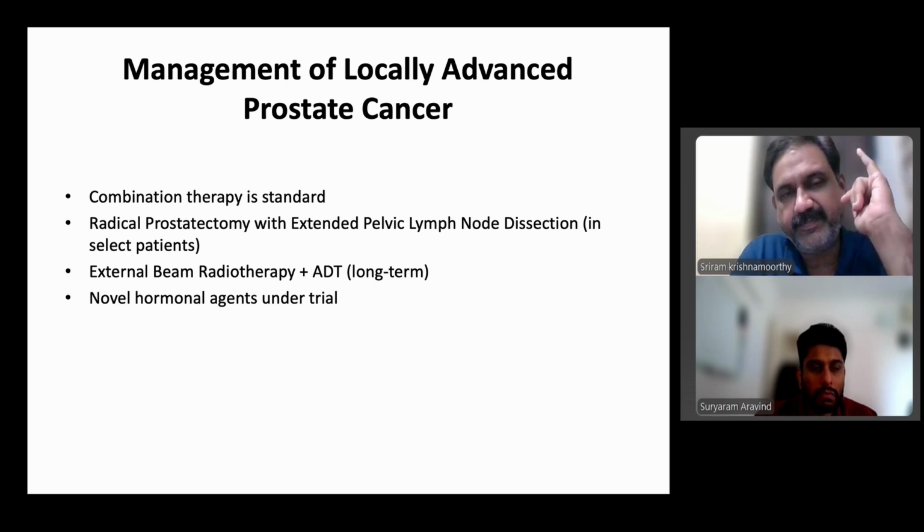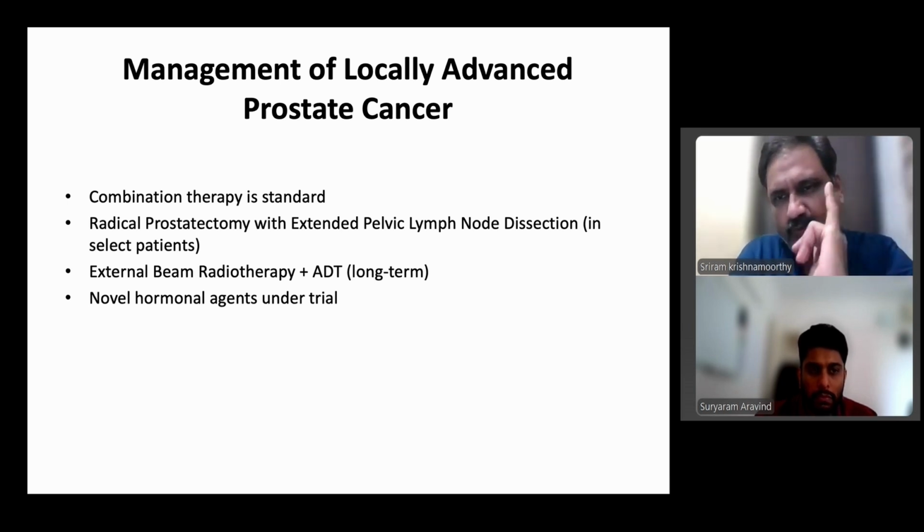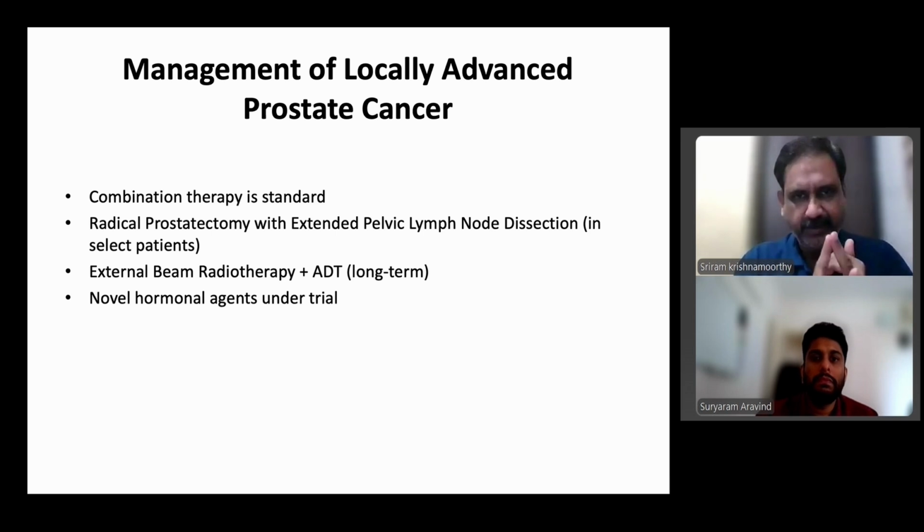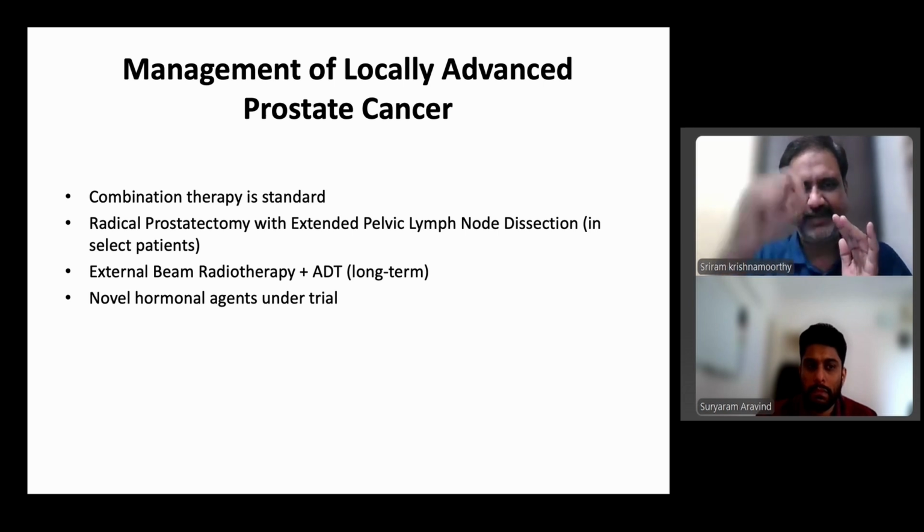Number one, there can be a direct contiguous spread from the prostate onto the seminal vesicle. It can directly infiltrate into the seminal vesicle. Number two, from the prostate gland, it can go through the prostatic ducts, the ejaculatory ducts, into the seminal vesicle. So that is the second type, a ductular spread.